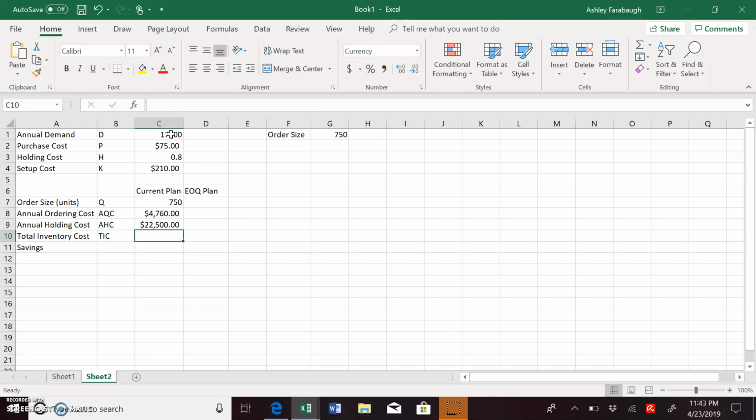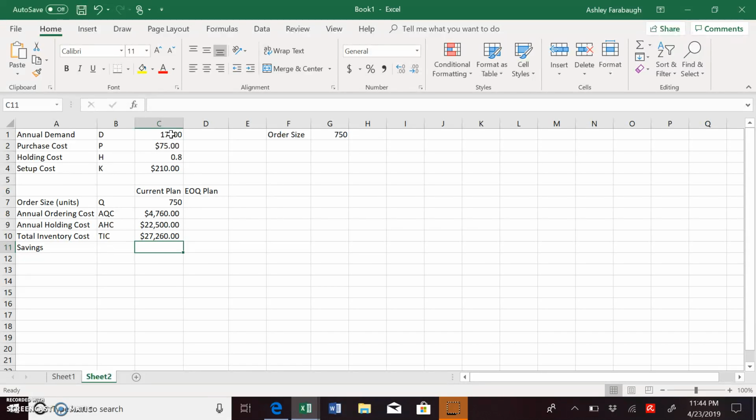We're going to hit enter, and that gives us $22,500. Now for our total inventory cost, this is the last step in the current plan solution. It's TIC, and to find this answer, we're going to take our ordering cost, the $4,760, plus holding cost, $22,500, and that gives us $27,260. And that's all we need to do for this plan.